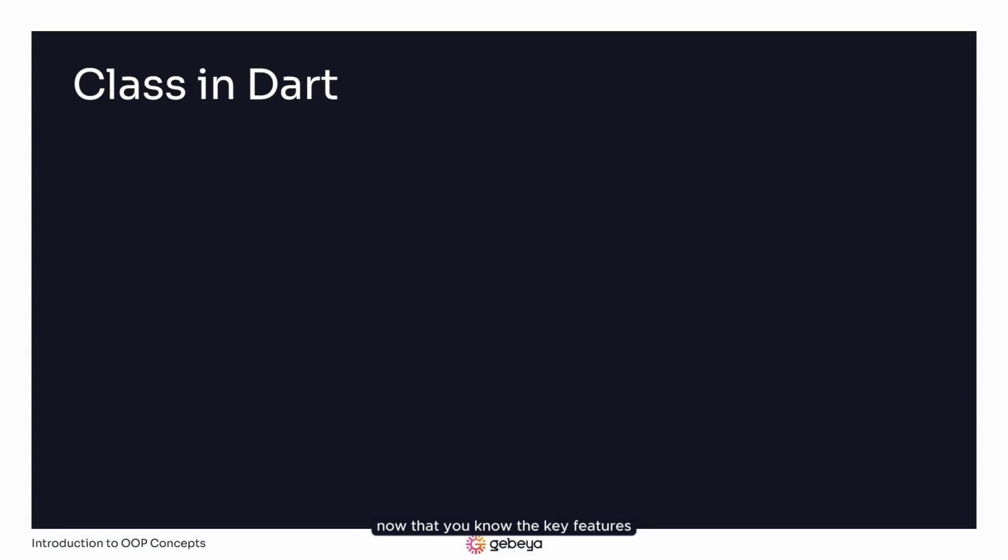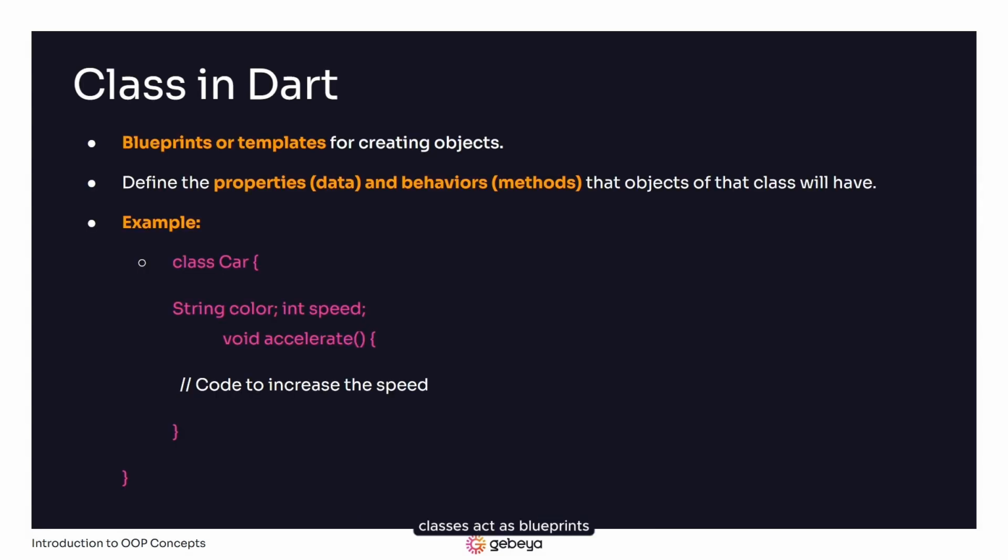Now that you know the key features, let's see how classes are defined in Dart. Classes act as blueprints or templates for creating objects, defining the properties and methods that objects of that class will have. For example, you can define a simple car class like this. Class Car, String color, int speed, void accelerate, code to increase the speed. Here, color and speed are properties, while accelerate is a method that would increase the speed of the car.